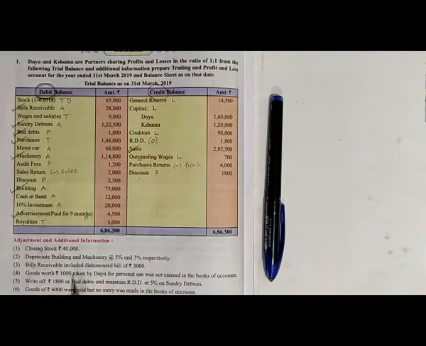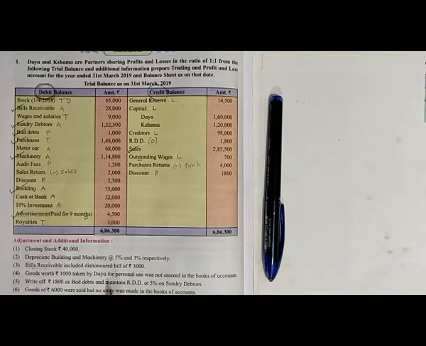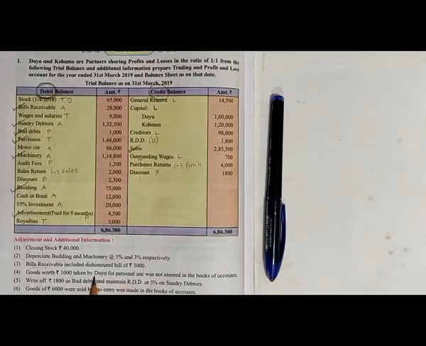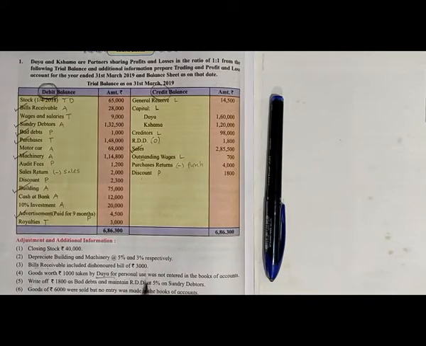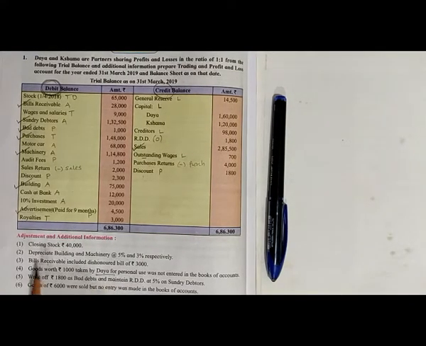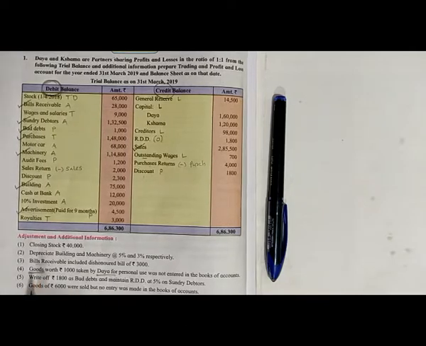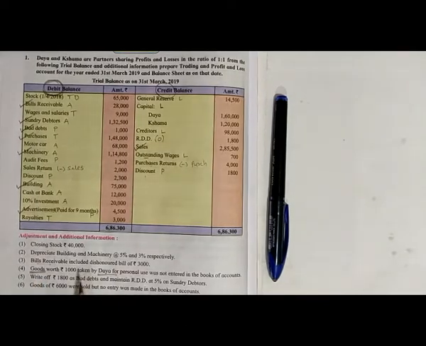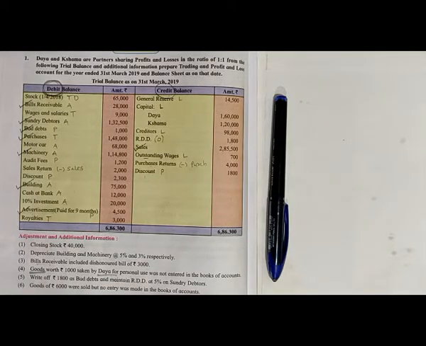Goods worth rupees 1000 taken by Daya for personal use. Daya is one of the partners, and this was not entered in the books of account. So we have to record this drawing made by Daya. As it is an adjustment related to goods, one effect must be given to the trading account, and the second effect we must record as drawing made by the partner.